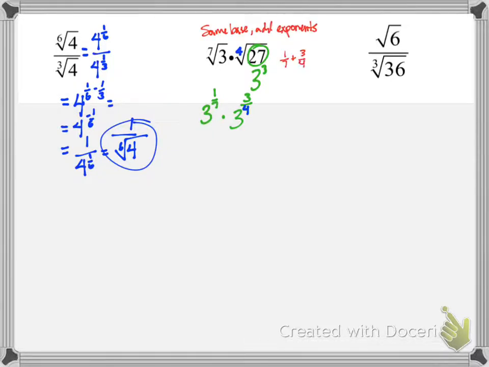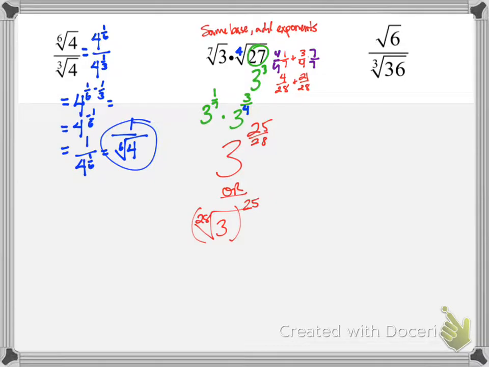So here a little fraction addition there. Get a common denominator, which is 28. I get 3 to the 25/28ths. I actually like this better, but this is also correct.